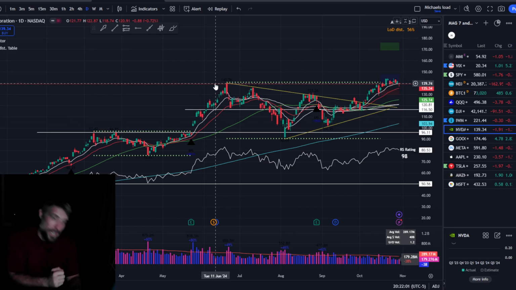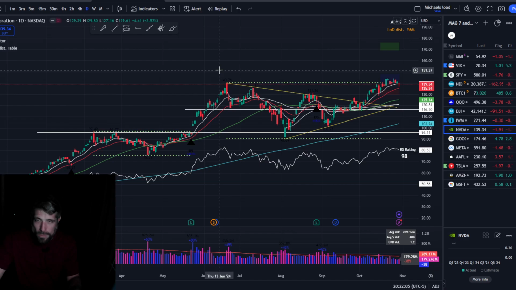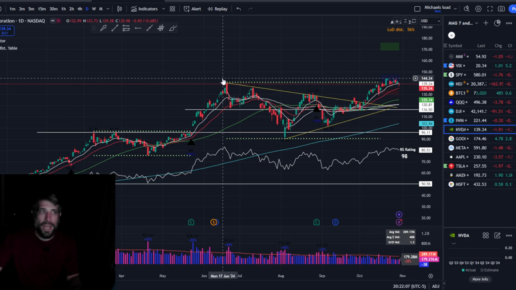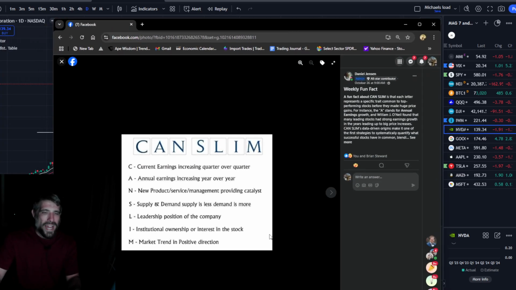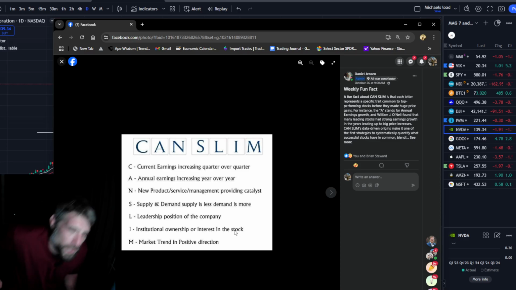So the second the interest rates come down, they are saving a ton more money. They can continue with their projects, and they're more likely to borrow more and fuel more projects after that. All right. So that is the leadership. Next is institutional ownership or interest in a stock.